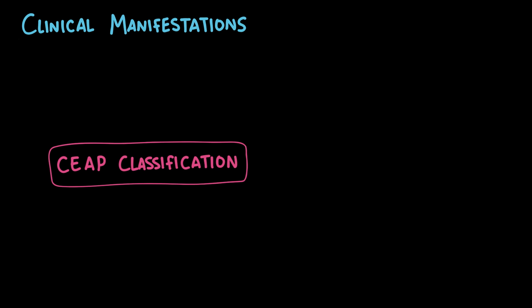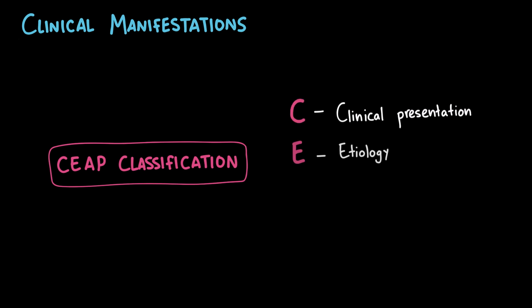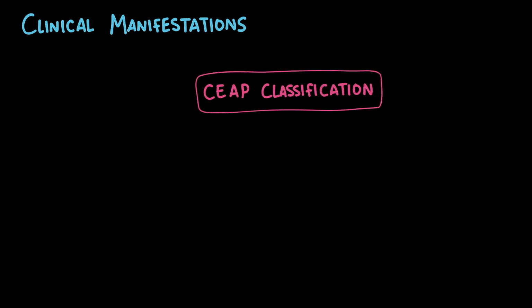Now that we understand how chronic venous insufficiency develops, let's look at how it actually shows up clinically. The symptoms of venous insufficiency depend on how long the venous hypertension has been present and how severe it is. To describe and grade these differences, we use a system called the CEAP classification, where each letter stands for a key aspect of the disease. C is for clinical presentation, E for etiology, A for anatomy, so which veins are affected, and P for pathophysiology. We will now focus on the C part, meaning the clinical presentation.